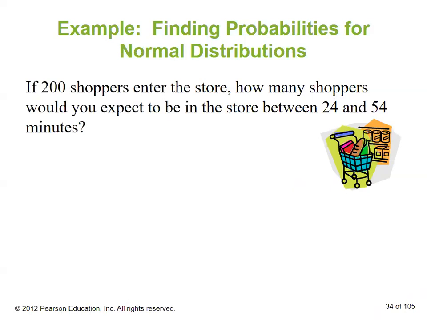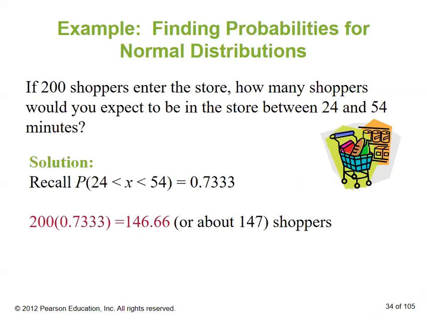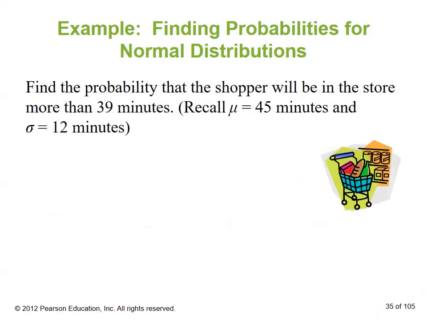Well, you just want to type in the 0.7333. You don't want to keep the extra digits on this one and multiply it times 200. Yeah, and that would give you 146.66. Now, because we're talking about people, I would round to the nearest whole number. I don't want to see 2/3 of a person come in my store. That would be a little freaky. So about 147 shoppers. Okay.